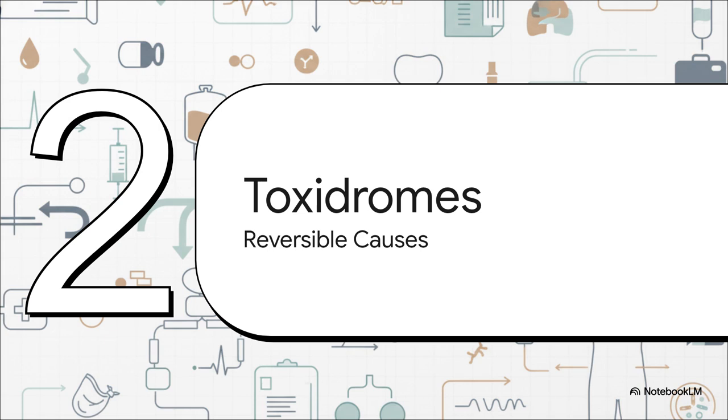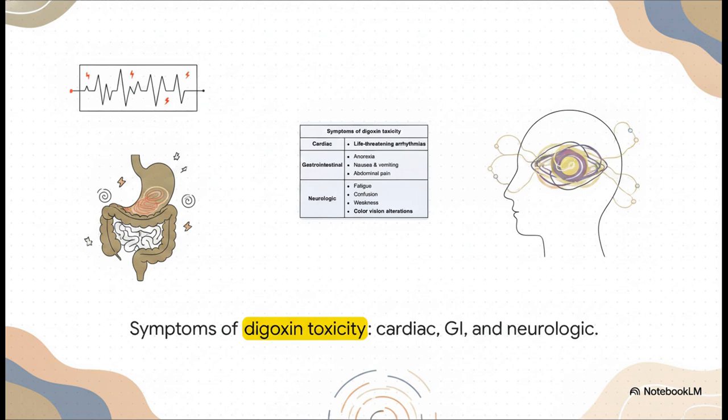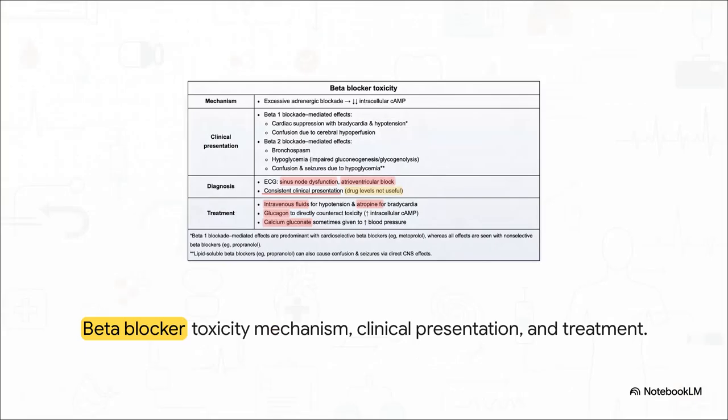Section 4. Toxidromes and reversible causes. We are transitioning to our final segment covering specific toxicological causes of cardiovascular collapse. When it comes to digoxin toxicity, recognition is anchored by life-threatening arrhythmias, severe gastrointestinal symptoms, and distinct neurologic features, most notably color vision alterations. Let's move on and see how this builds.